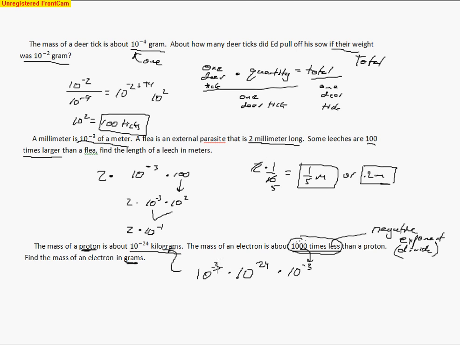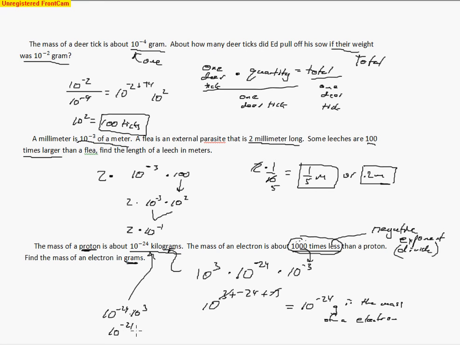When we combine these exponents, we've got 10 to the third plus negative 24 plus negative 3. The negative 3 will cancel out the positive 3, leaving me with 10 to the negative 24th grams as the mass of an electron. Now, remember, the proton's mass was given in kilograms. If I wanted to find the mass of a proton in grams, it would be 10 to the negative 24th times 10 to the third. You see, that's 10 to the negative 21st.